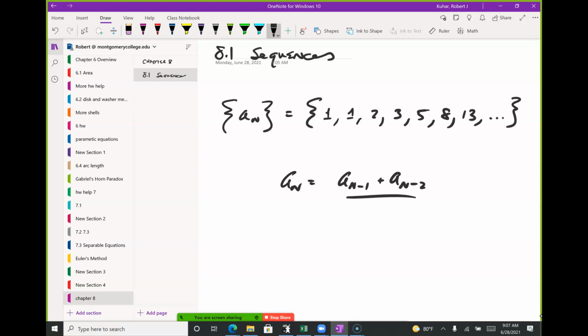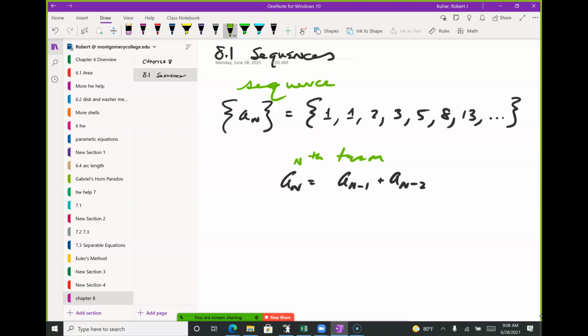Oh, that's it. Sorry. So this guy is the sequence, right? And this one is called the nth term. How do I get the very next term, right? And this particular one is a recursive sequence. It depends upon the previous terms. We don't always have to have one like that, right?